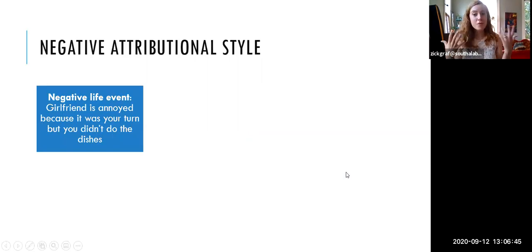Okay, so this is a more depression relevant example of a negative attribution style in action. Again, negative attributions start with something negative happening to us, something bad happening in our lives, a negative life event. So say for this person, the negative life event is that his girlfriend gets home from class and is mad because he was home all day but didn't do the dishes.